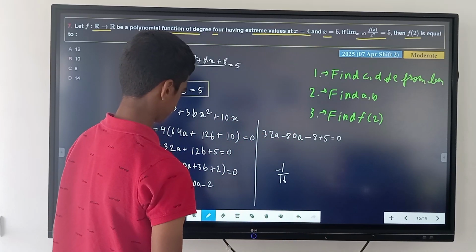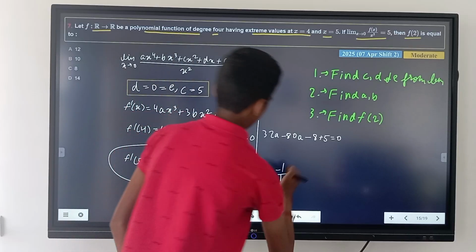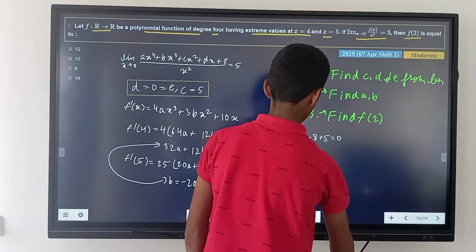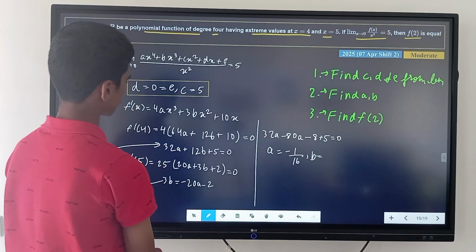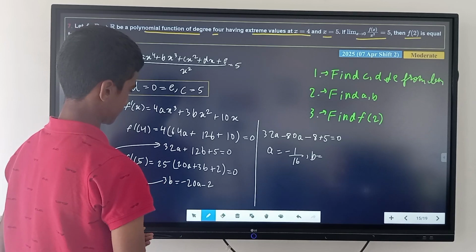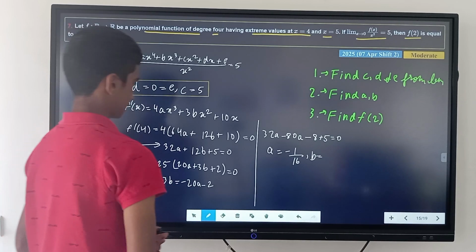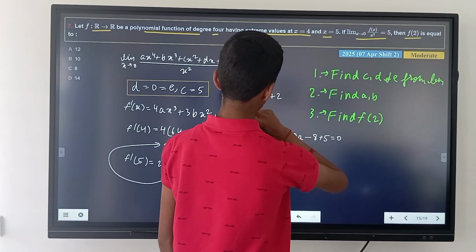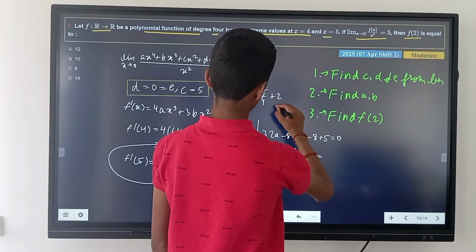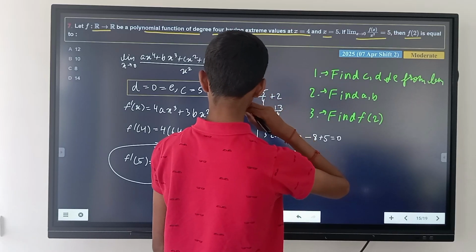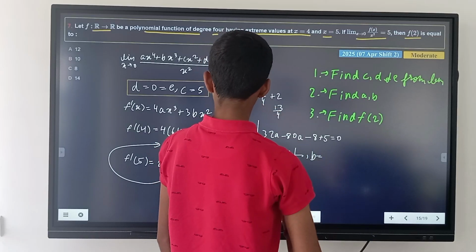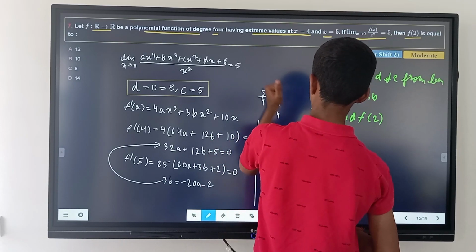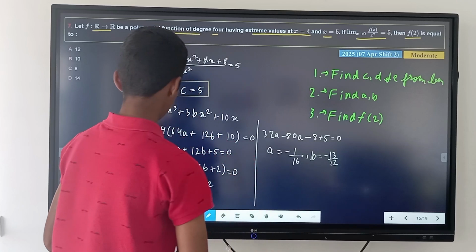So from here, our A is equal to minus 1 upon 16 and B is equal to, from this equation we will get B is equal to 5 upon 4 plus 2, 8, 9, 10, 13 upon 4, minus 13 upon 12.